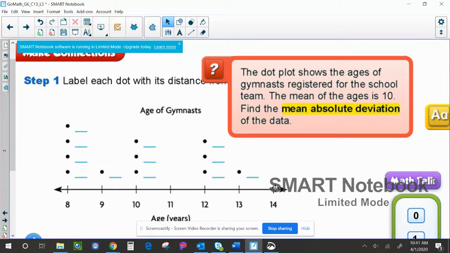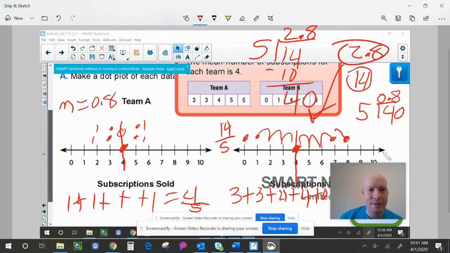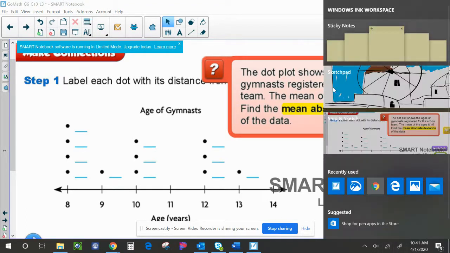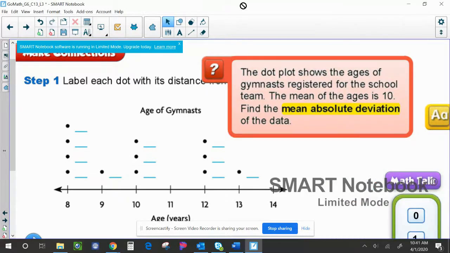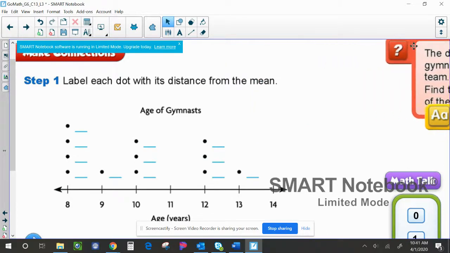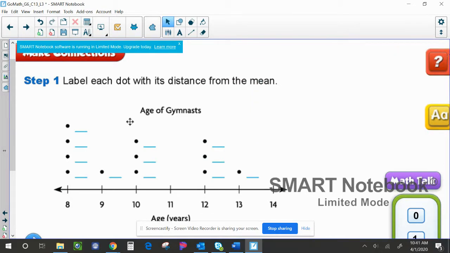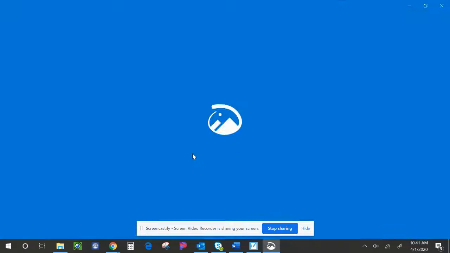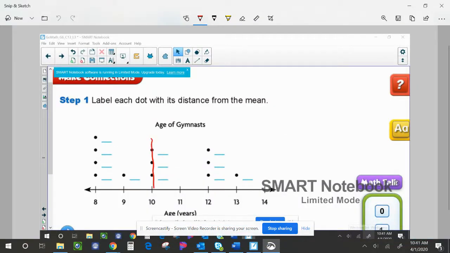Okay, so here we go again. Let's get a new one going here. Bear with me. Here we go. And before we do it, I'm going to move this up so we can have a little more room. Remember that our mean is 10. So I'm going to put a line through our mean here so I remember it's 10.